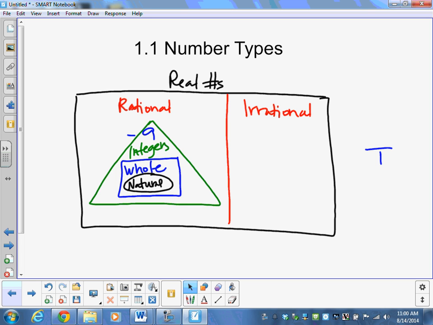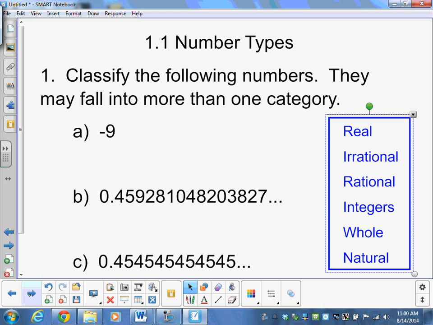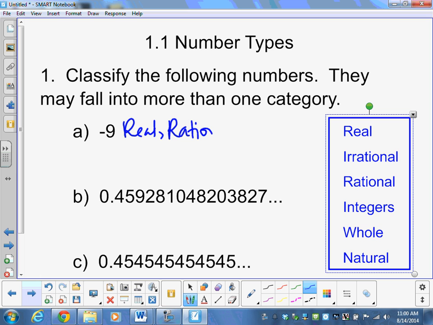So if we go back and classify, -9 is obviously going to be real because all numbers we know are real. It's not irrational, but it's rational, and it's an integer.